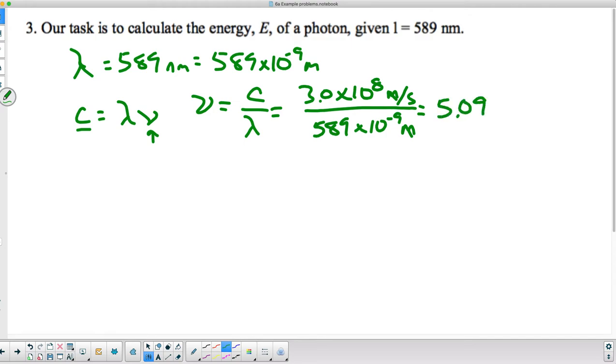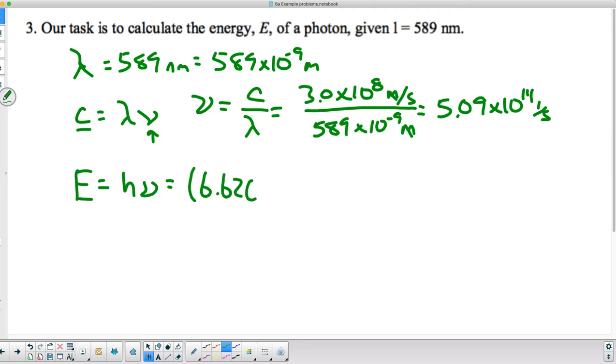I'm left with 5.09 times 10 to the 14th. This is one of the answers from one of the first ones. So I need to find frequency first. I do that because there are two equations for this one problem. In my next equation, 1 over seconds, that is frequency. My next equation is energy equals h, and the h stands for Planck's constant, times frequency. So the h is 6.626 times 10 to the negative 34th joules times seconds.